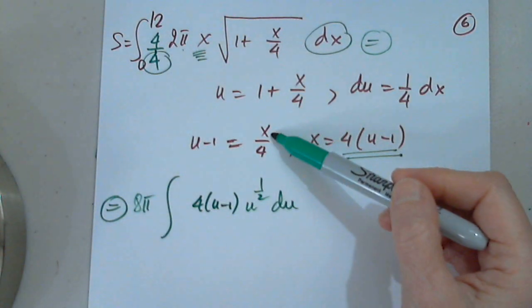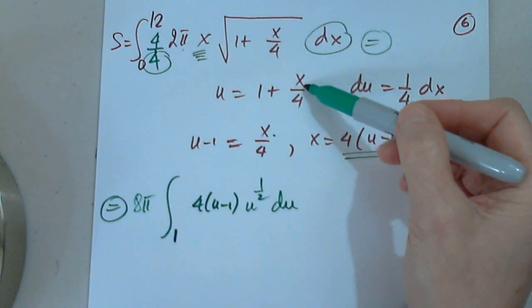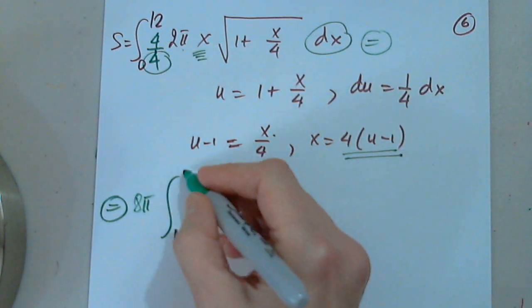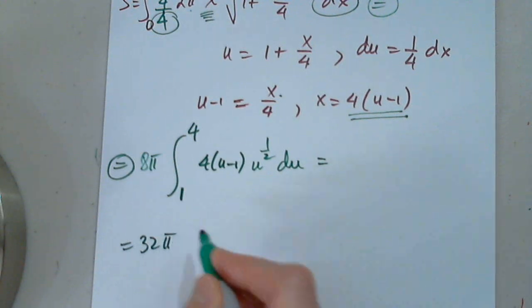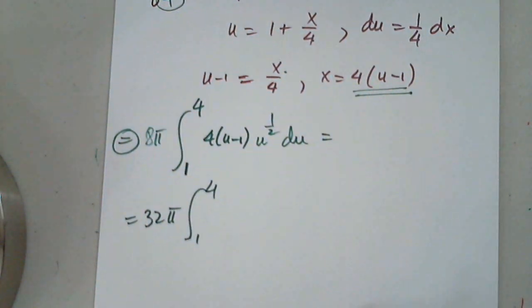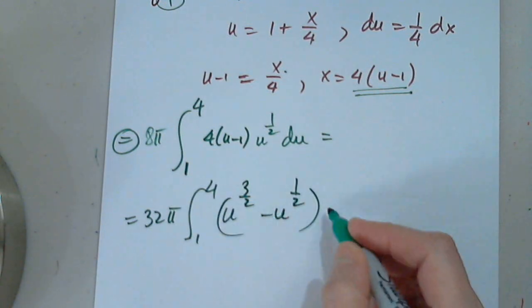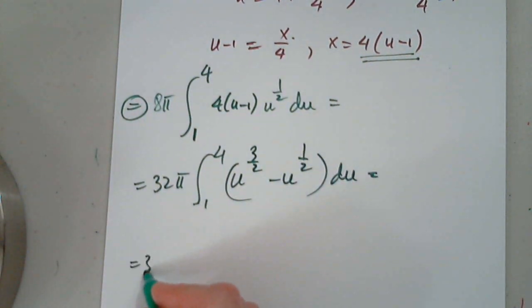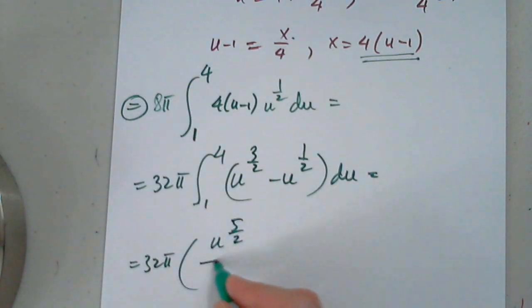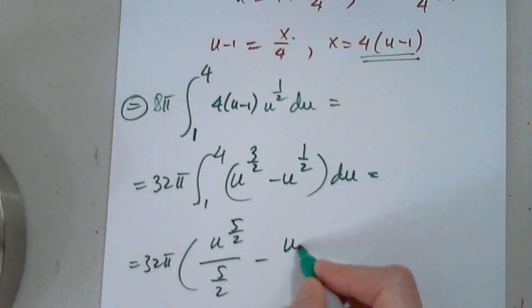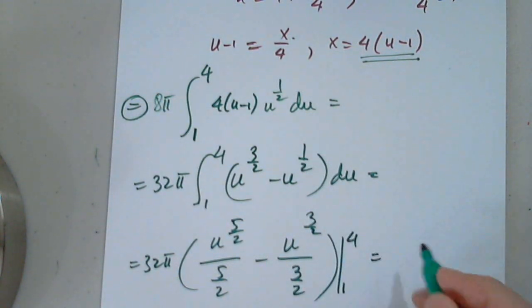Now the limits of integration. When x is 0, u is 1. When x is 12, 12 over 4 is 3, 3 plus 1 is 4. So next, 32 pi times the integral from 1 to 4. I distribute: u to 3/2 minus u to 1/2 du. And this is 32 pi times (u to 5/2 over 5/2 minus u to 3/2 over 3/2) from 1 to 4.